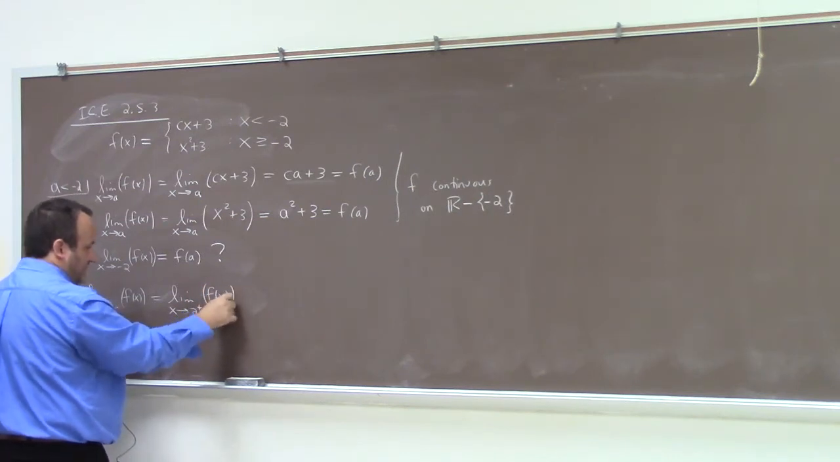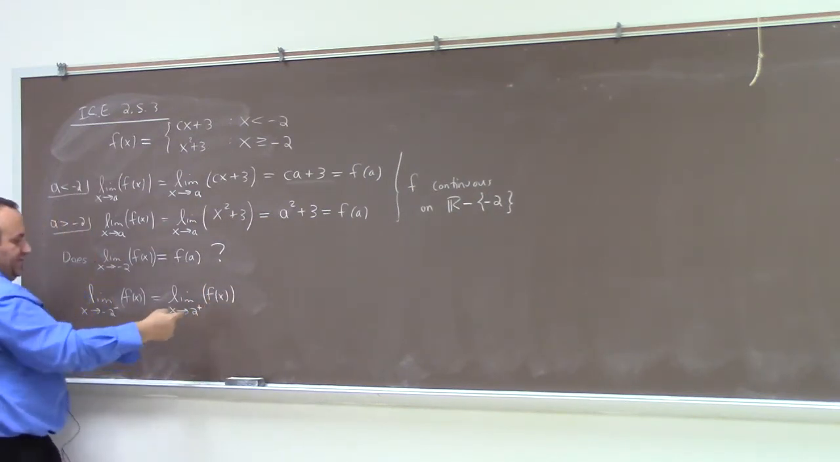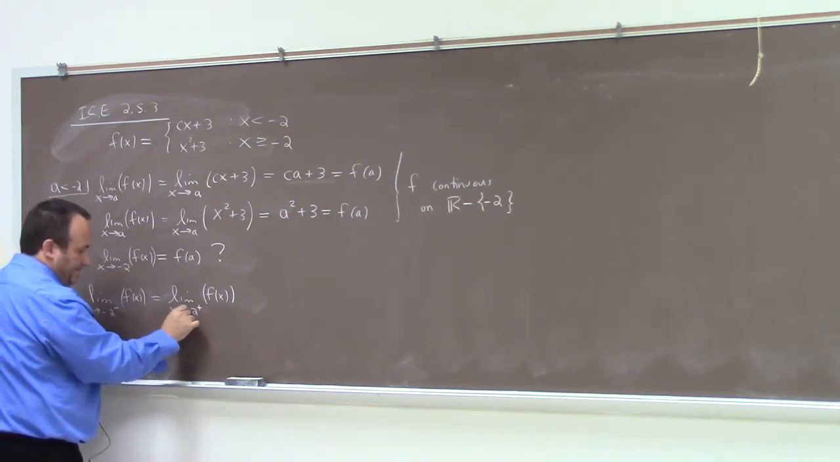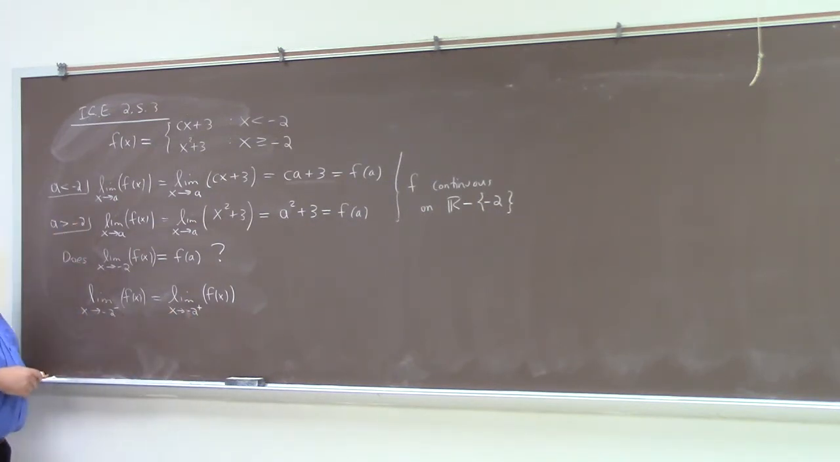So this means approaching from the right versus approaching minus 2 from the left. Those being equal implies that the double-sided limit exists. But we need more than that. We also need that f of minus 2 matches both of these things, whatever that is. So, okay, what's the limit?